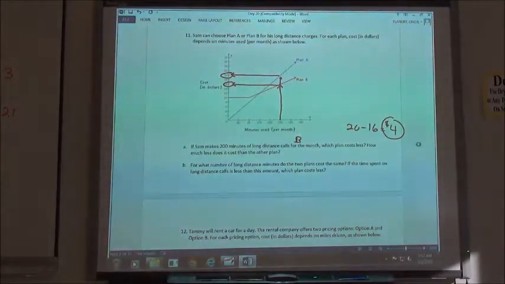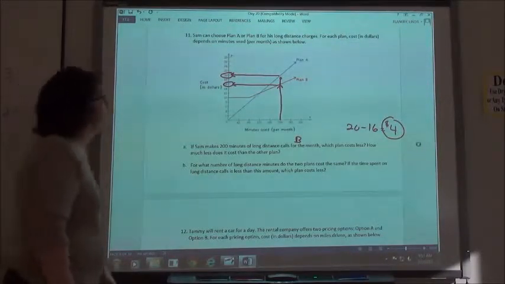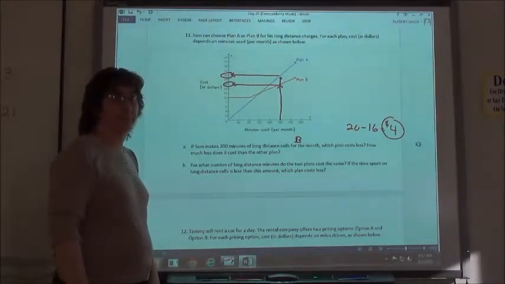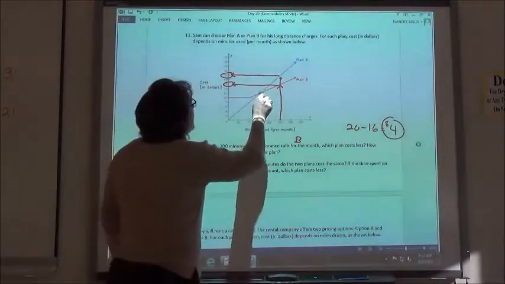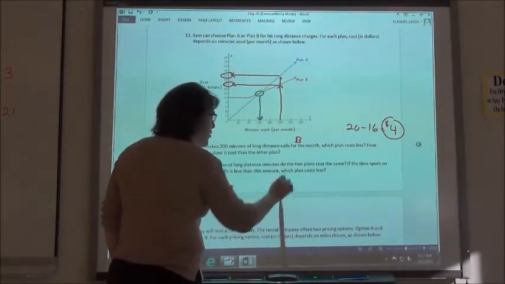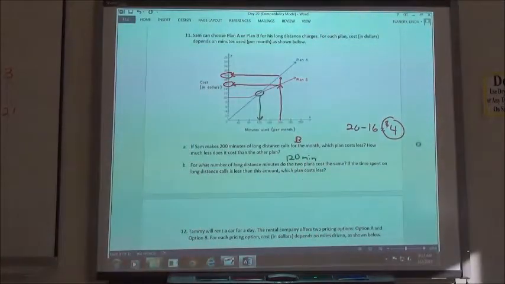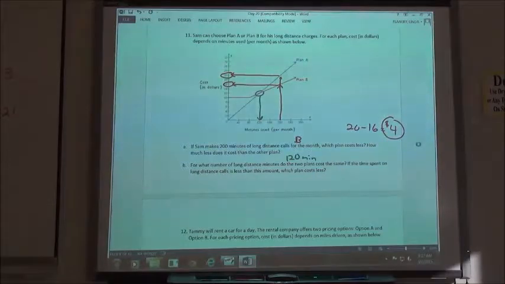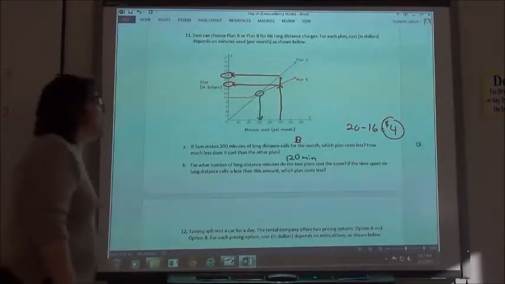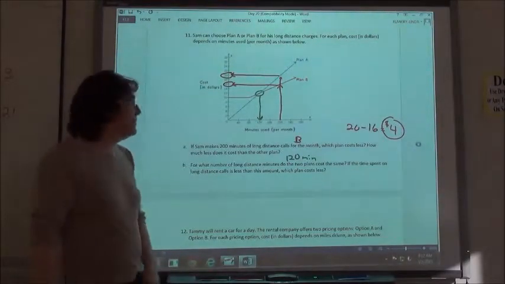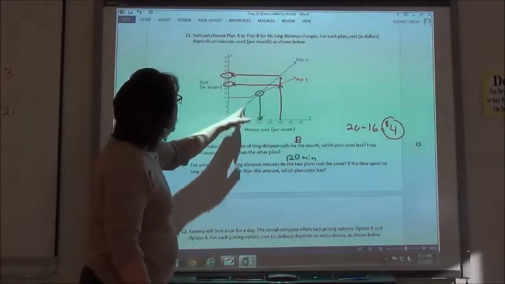Then it says on part B, for what number of long distance minutes do the two plans cost the same? 120. That's where they intersect right above the 120 minutes. If the time spent on long distance calls is less than this amount, less than the 120, maybe you're going to pick 80, which one costs me less at 80 minutes? Plan A.